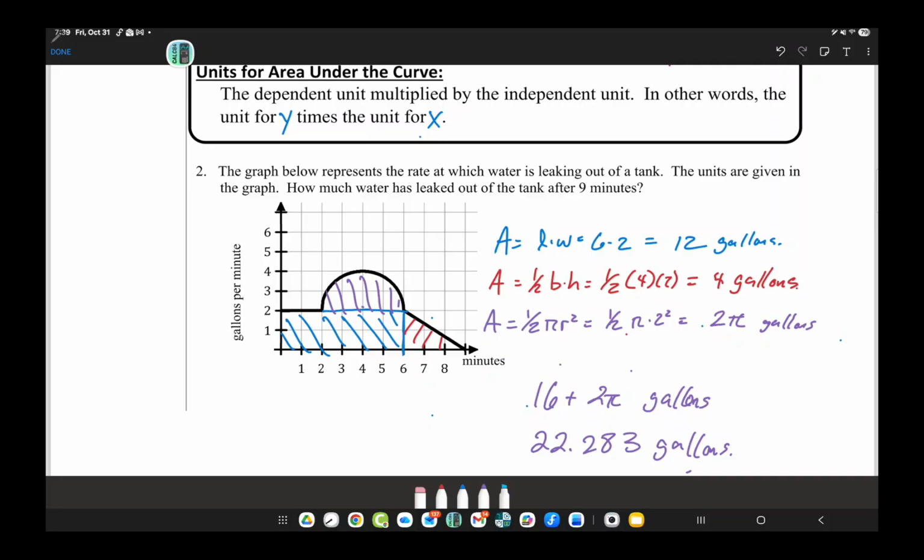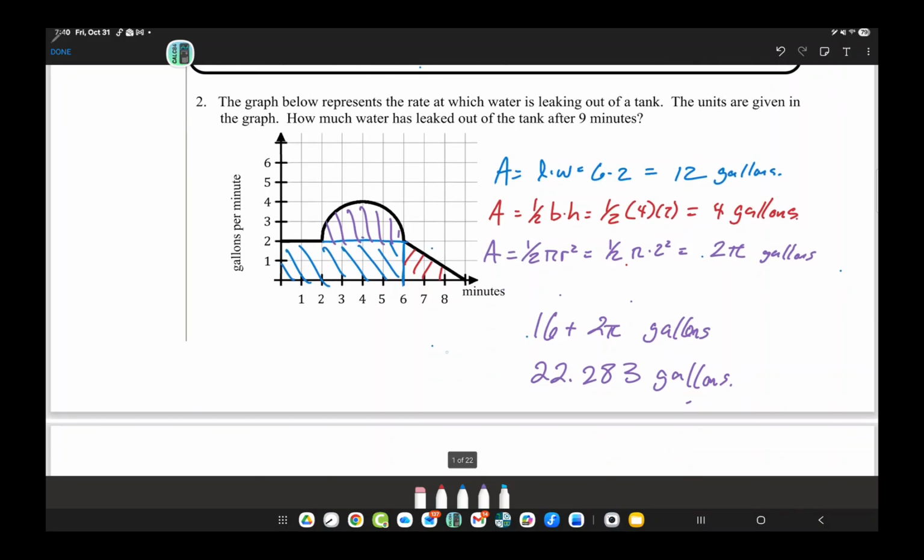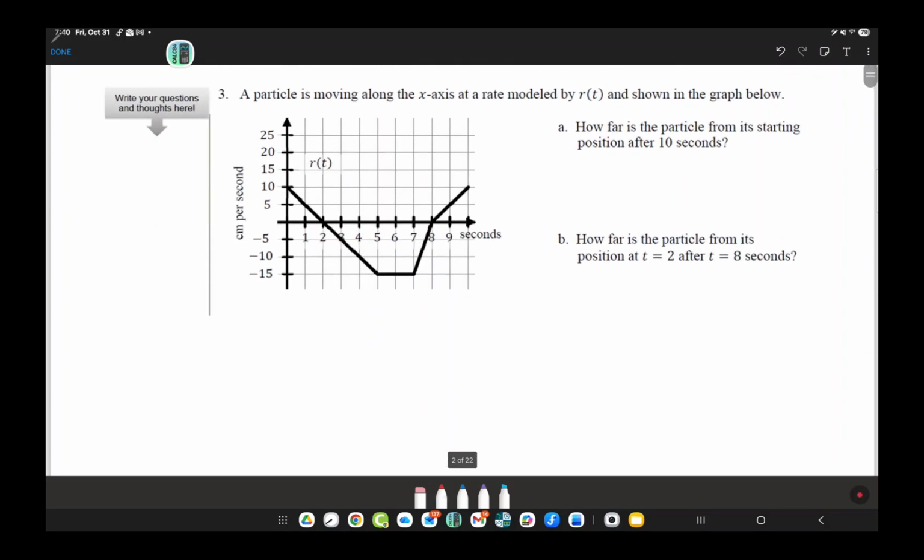So in some instances, it's not too bad. Again, we can easily find the area of these shapes. All right. A particle is moving along the x-axis, modeled by this function in centimeters per second. So our answer is just going to be in terms of centimeters. How far is the particle from the starting point position after 10 seconds? So that's all the way down here.